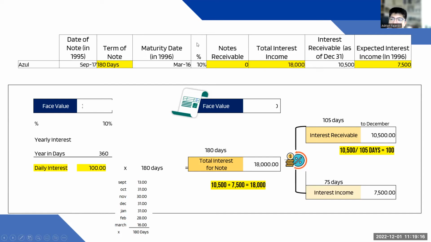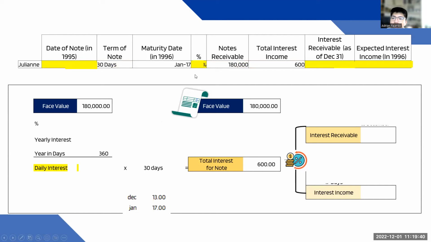So the last is, how do we solve for the missing face value? We solve pataas. 100 times 360. So the daily interest of 100 times 360 days in a year is 36,000, and then 36,000 divided by 10% is 360,000. Right? So alam na natin the notes receivable.